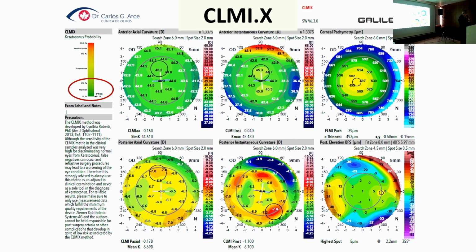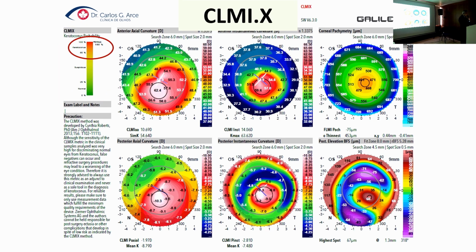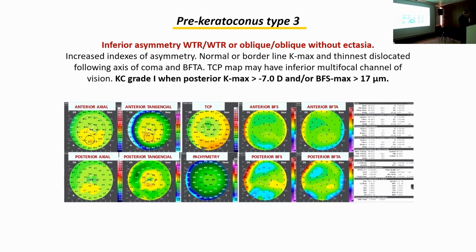And this is a case with no keratoconus, and this is a case with keratoconus. We don't have time to go forward explaining more of that. So we go to the next pre-keratoconus type that I will show you this time. And this is the asymmetric corneas.